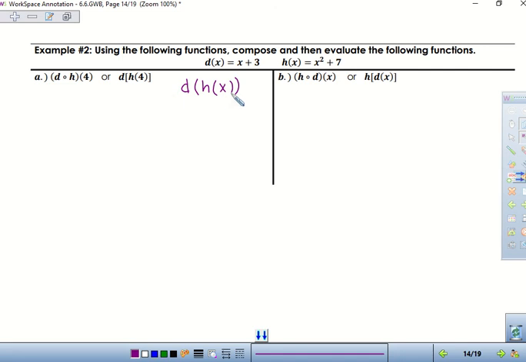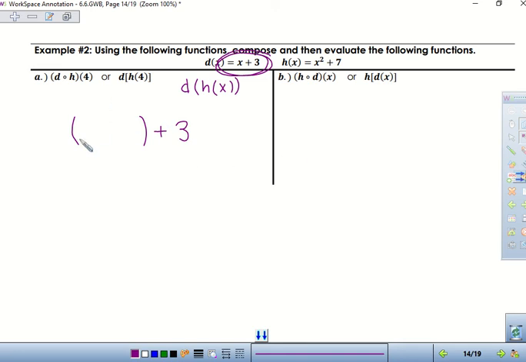So this one here, we have to find d of h of x. Once we find d of h of x, we can plug in 4. Okay. So what function is going to go on the outside, be written without the x? Plus 3. Good. So all I did here, I took this function and I wrote it, but instead of x, I put what? Parentheses. All right. Everybody good with that?